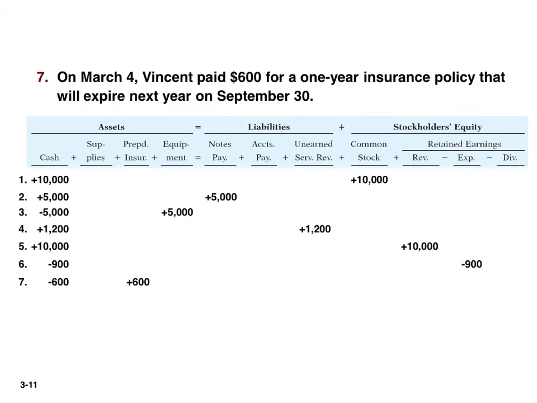Now, on March 4th, Vincent paid $600 for a one-year insurance policy that will expire next year. Oh, that shouldn't be September. That should be February. Okay. Now, because they do that, what we're doing is purchasing protection for a whole year. So that is an asset. And we call that a prepaid asset, or prepaid insurance in this case. So prepaid insurance goes up because I have the asset, and my cash goes down. Anytime I pay in advance for services, that's an asset.